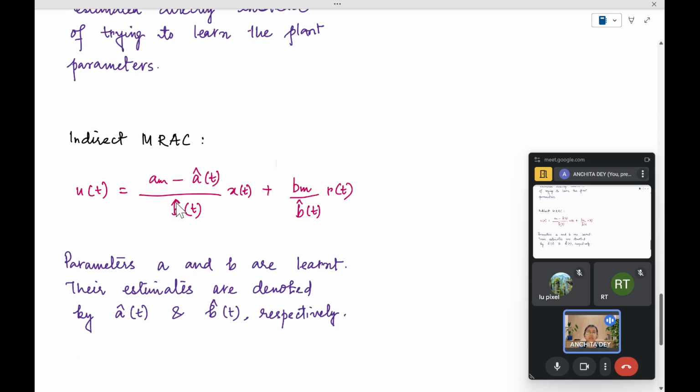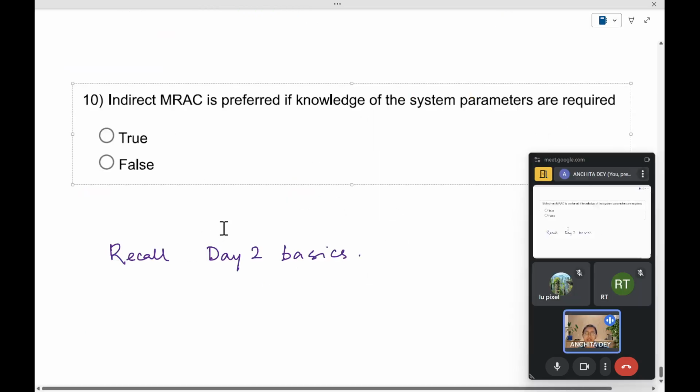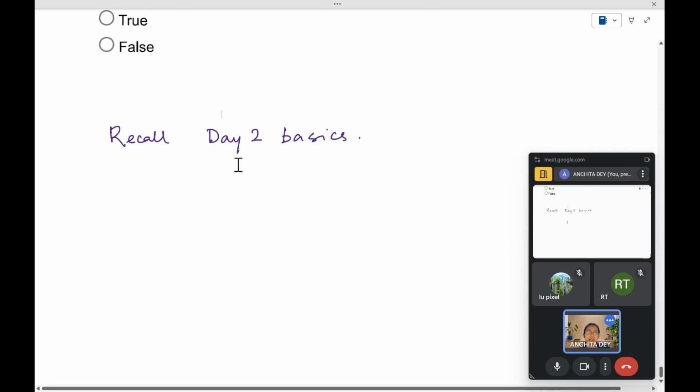So what's the motivation for doing this? Of course, it is because we want to learn the system parameters and not only the gains related to the input. So if we look at this question, indirect MRAC is preferred if knowledge of the system parameters are required. I think which means a hat and b hat are required, and that would give you the answer very easily.